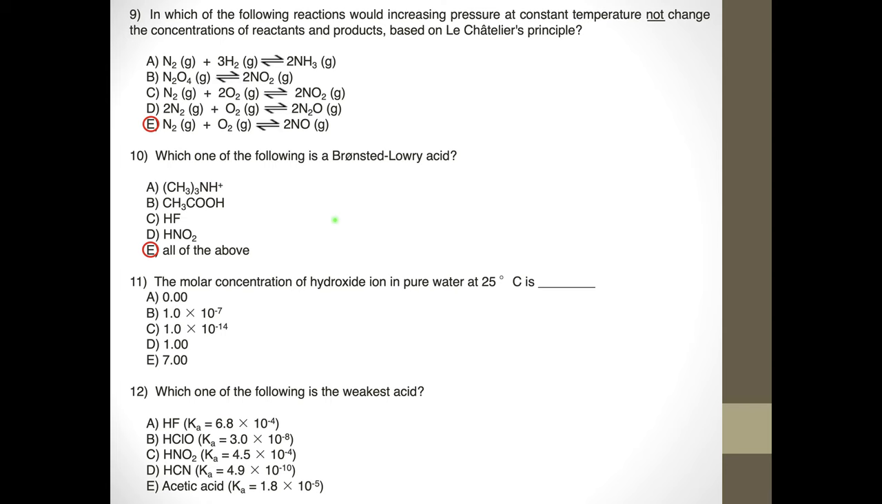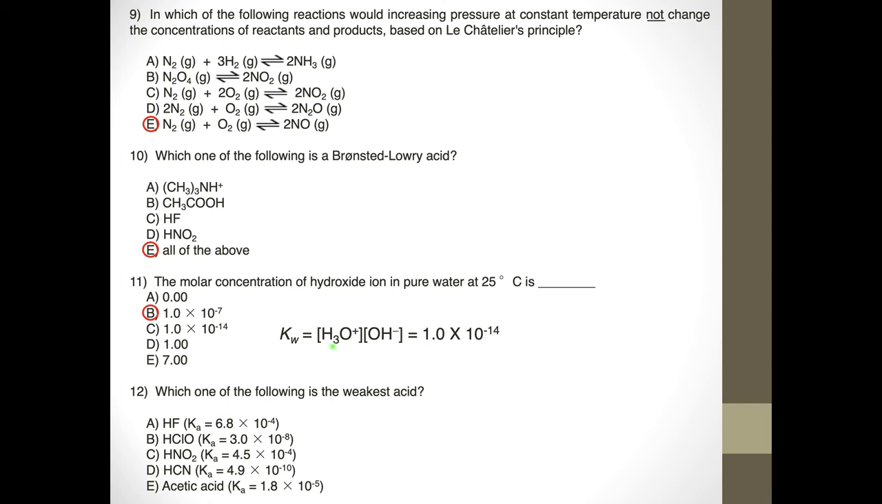The molar concentration of hydroxide ion in pure water at 25 degrees Celsius is, well, we know that in water we have an equilibrium between H3O and OH, and that equilibrium is regulated by a constant, the Kw. Kw is equal to the concentration of the hydrogen ion times the hydroxide ion, and this number is equal to 1.0 times 10 to the power of minus 14. Because we are in pure water, both concentrations are going to be the same. So we can take the square root of this number, and we're going to have the value of 1.0 times 10 to the power of minus 7. That will be the concentration of hydroxide ion, which is the same as the hydronium ion in water at 25 degrees.